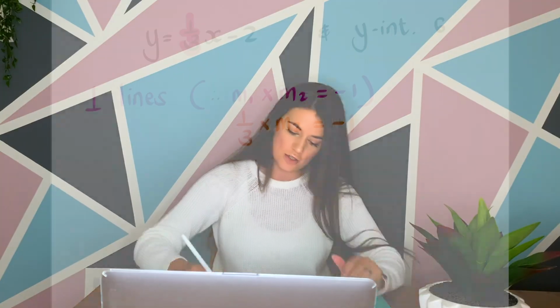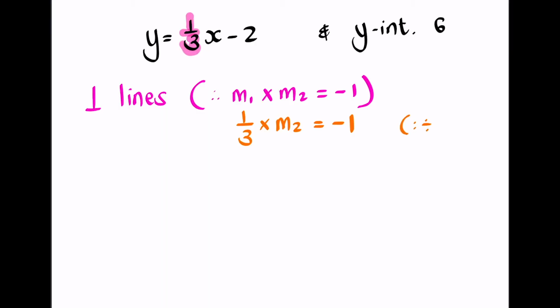Now obviously you need to get into the habit of being able to do this in your head, the perpendicular gradients. However, to just wrap your head around it the first time, just think about that like a normal equation. If you had a third times a gradient equal to negative 1 and you want to get that gradient by itself, all you're going to do is divide both sides by a third. And that will give you the gradient of line 2. Negative 1 divided by a third is negative 3.